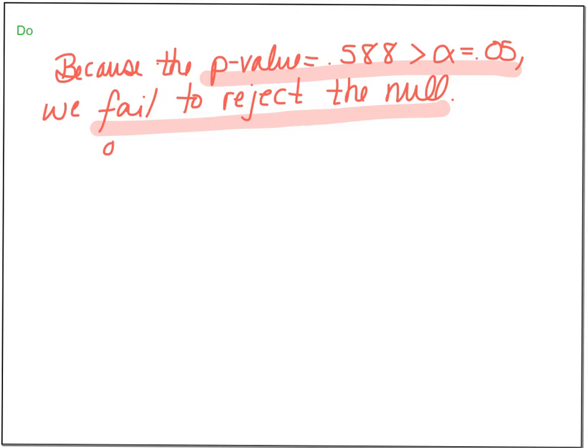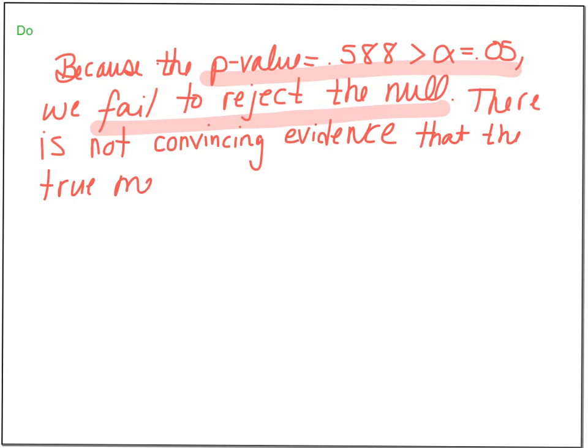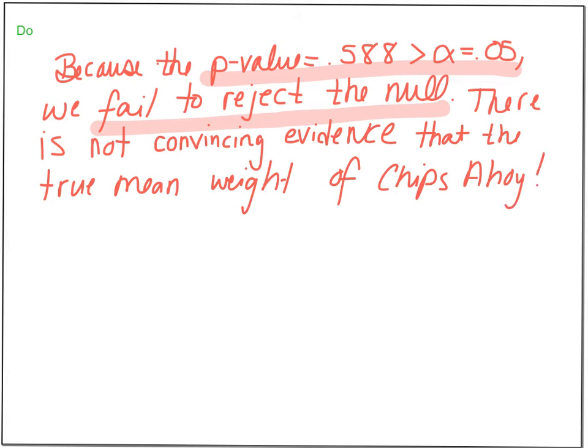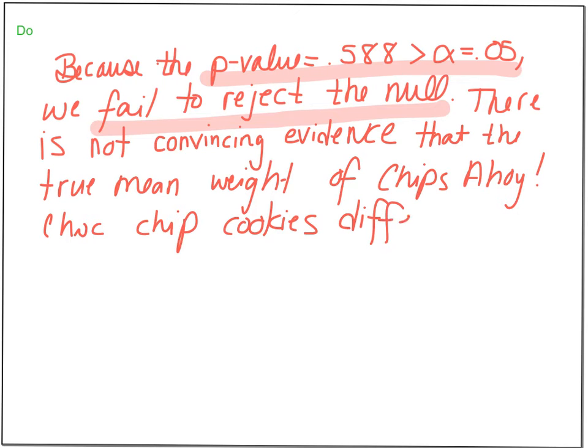There is not convincing evidence that the true mean weight of Chips Ahoy cookies, I should probably say Chips Ahoy chocolate chip cookies. Now I'm not saying greater than or less than, I'm just saying differ, because it was two-tail. Differ from 11 grams. Okay, so there's my context.